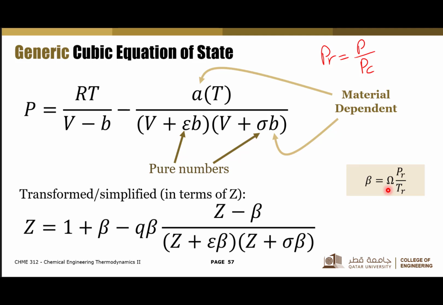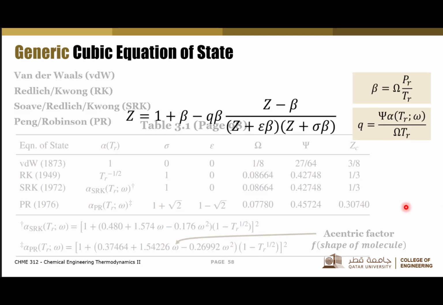So it's a parameter. When they were trying to fit all the materials, they found that given this model, this number works best, so then they put it in the table. We'll see it in a second. Q is equal to psi times alpha. Alpha is a function of reduced temperature and the acentric factor, divided by omega TR. Looking at all this, there's a lot of variables. It might look complex, but in the end, it's all in a table. We'll see that table in a second in this slide.